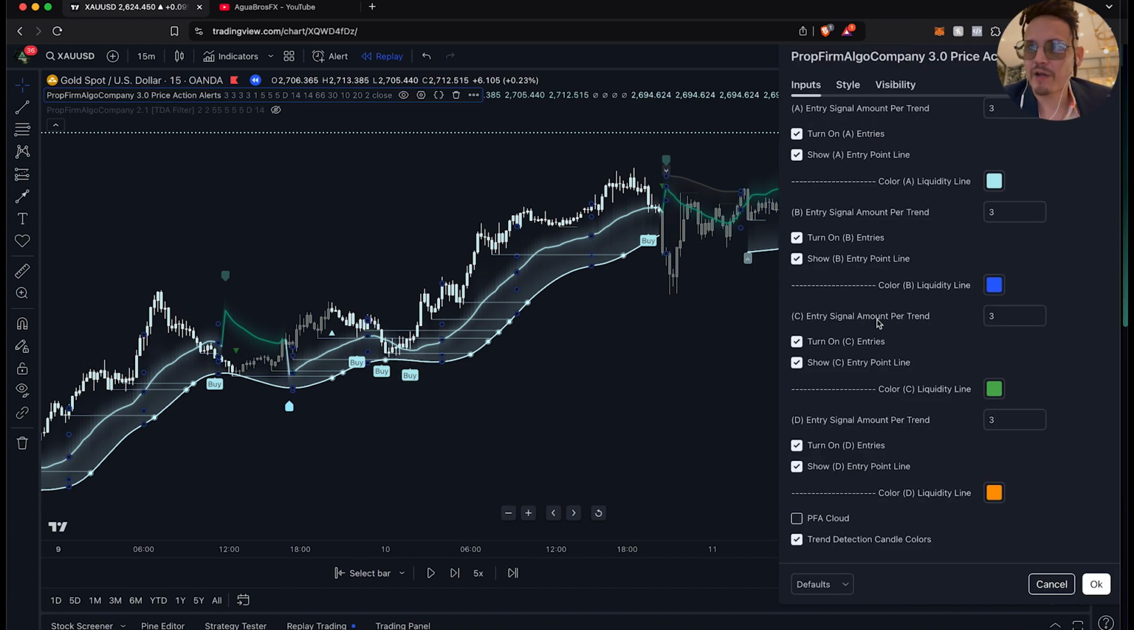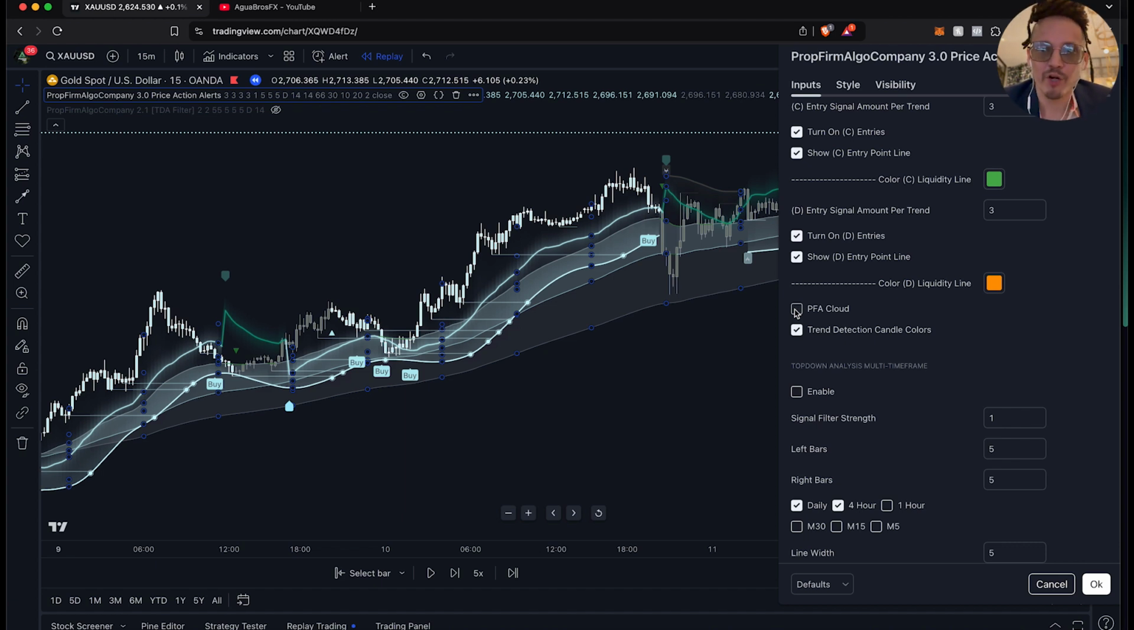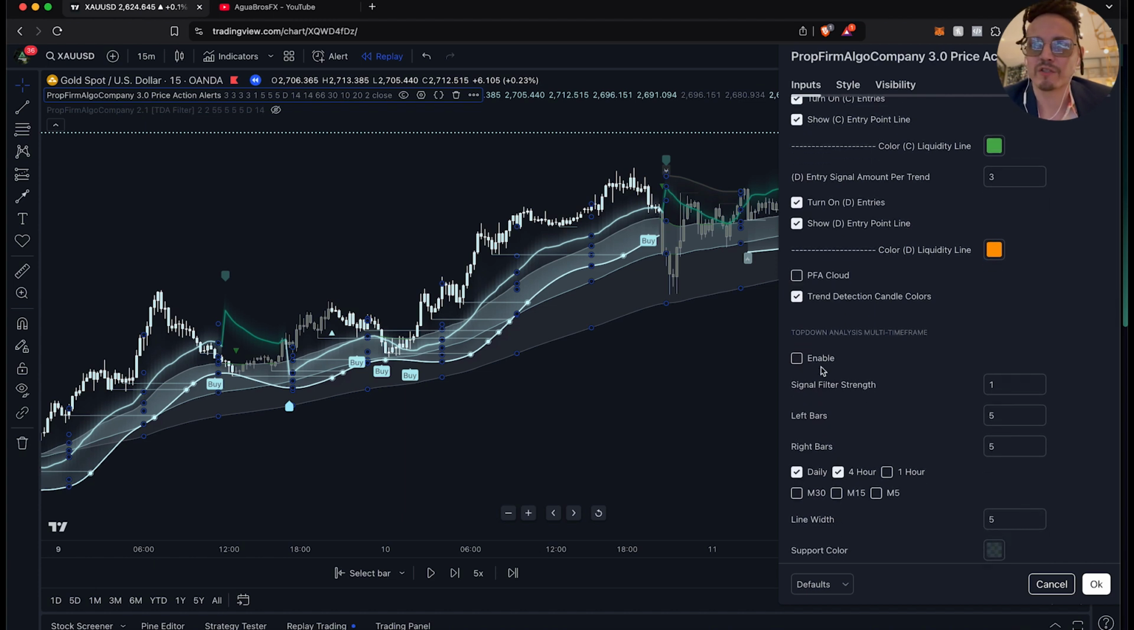Another cool feature that you have inside the 3.0 update, of course, you have the 2.1 TradingView version cloud. So you could turn that back on. But in this case, I'm just going to turn it off so that way we look at the 3.0 features only. But for now, we're just going to turn that off and continue on to the next features.